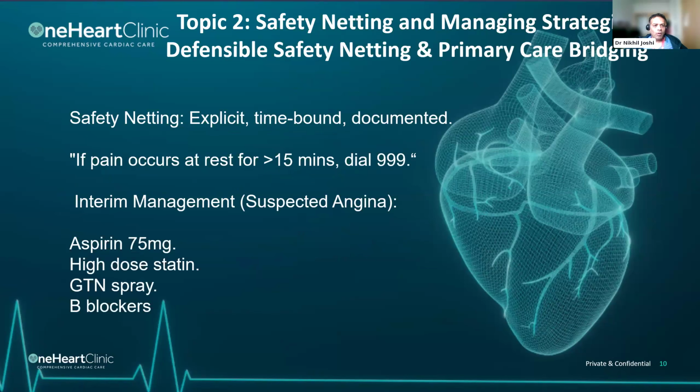Now, once we establish that the patient has described typical cardiac sounding chest pain, the next important topic is that of safety netting and managing various strategies that are defensible in primary care. One of the important principles here is that you need to be quite exact in the advice given to the patient. The general advice would be that if the patient complains of pain that occurs at rest for more than 15 minutes, it's best to call 999.